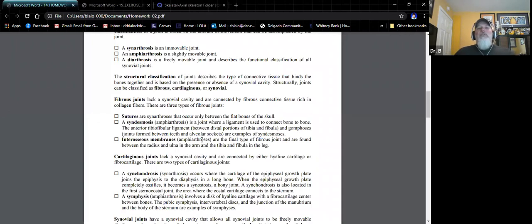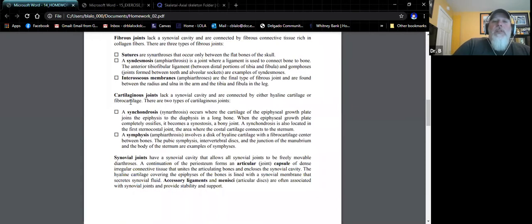That's the thing about joints: we're going to talk about stability versus mobility. And when we see stability go up, we're going to see mobility go down. And when we see mobility go up, we're going to see stability go down. It's an inverse relationship that we see between those two things.